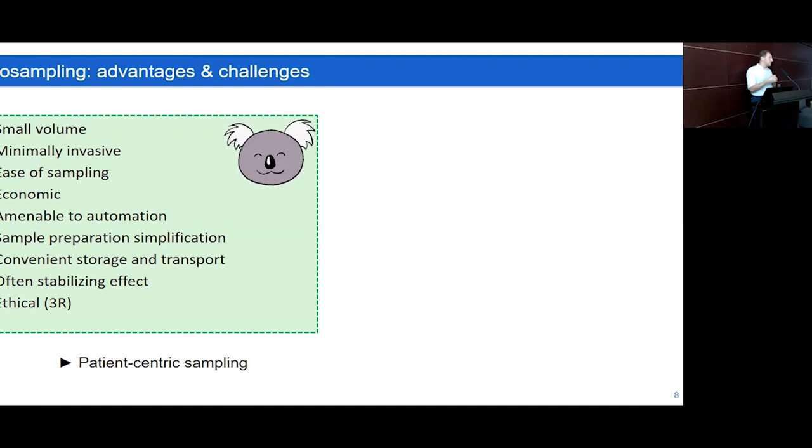And also, if you think, for instance, about animal sampling, it conforms to 2 R's of the 3 R's principle. So we have refinement, replacement, and reduction.